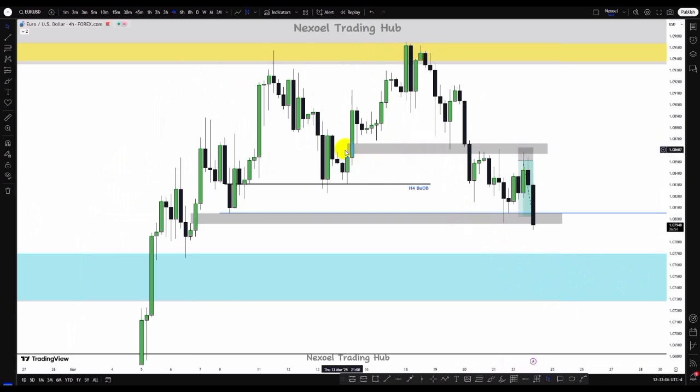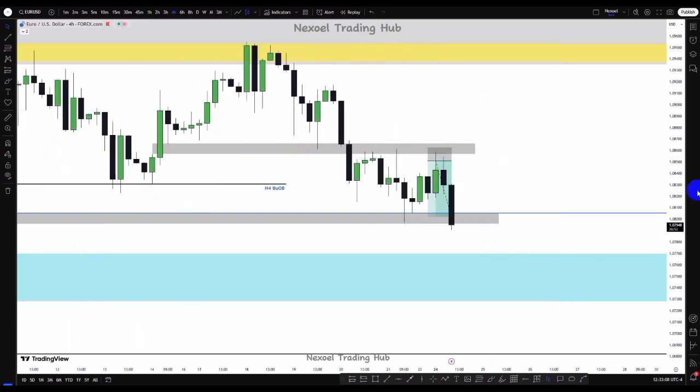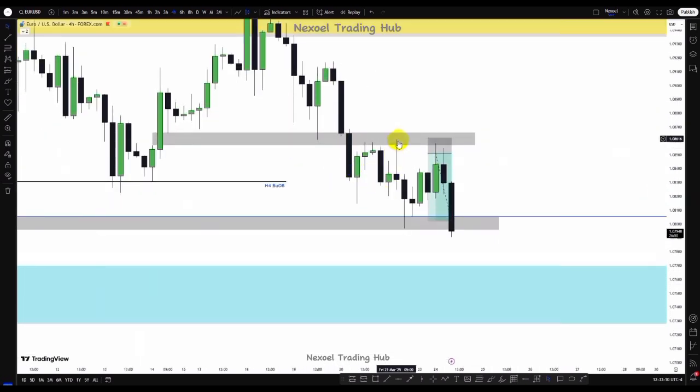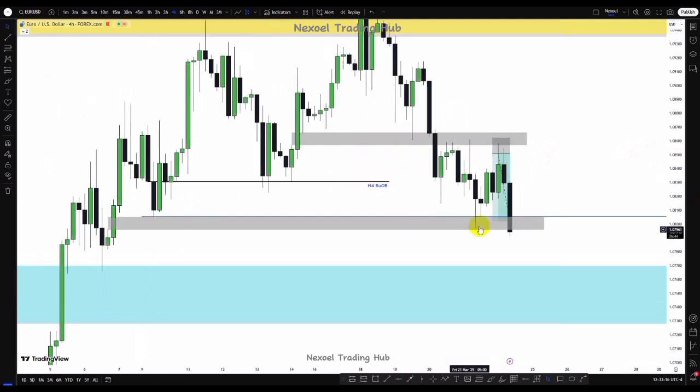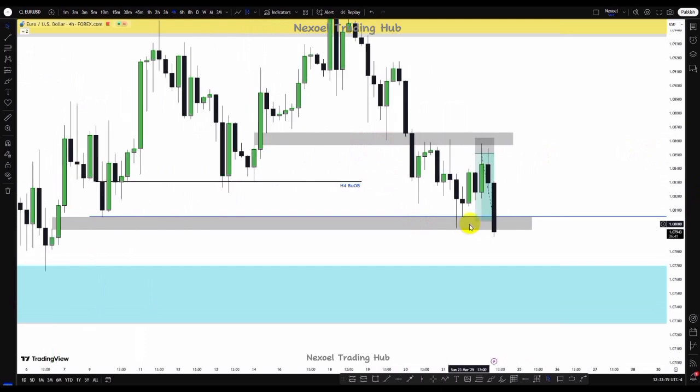Here from the 4-hour, we have this inversion fair value gap, and how price returned to mitigate that inversion fair value gap, taking out this buy side liquidity. Price fell into the bullish fair value gap here. And I told us to look at the possibility of bullishness to the upside. If price violates this inversion fair value gap and trades above it, we'll be looking at this 4-hour bearish fair value gap.